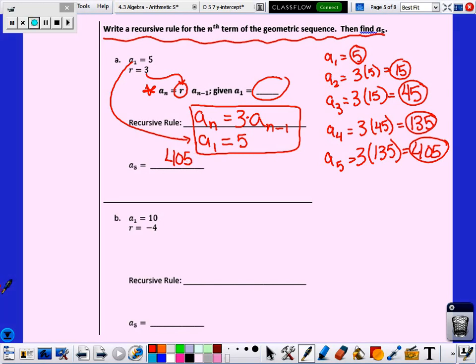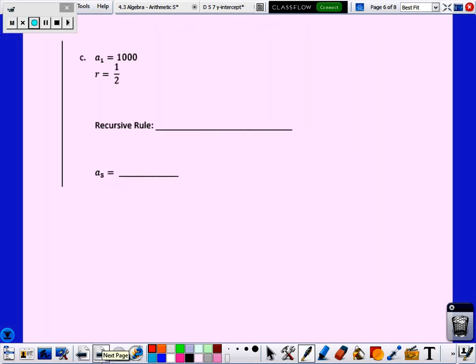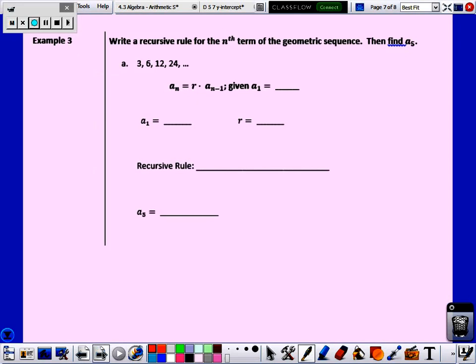Okay, B and C work exactly the same way. So I want to move on to example 3, where we actually have to write a recursive rule for the nth term of the geometric sequence and then find a sub 5. So we're going to write the nth rule, and this time we're not given a sub 1 or r. We need to figure out what those values are.